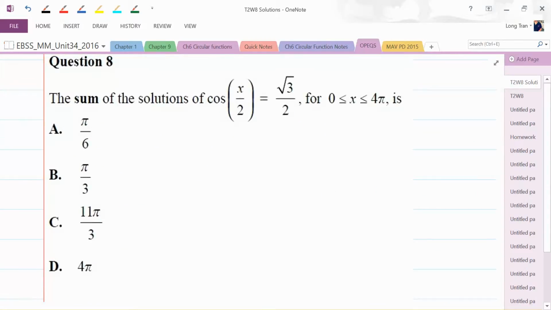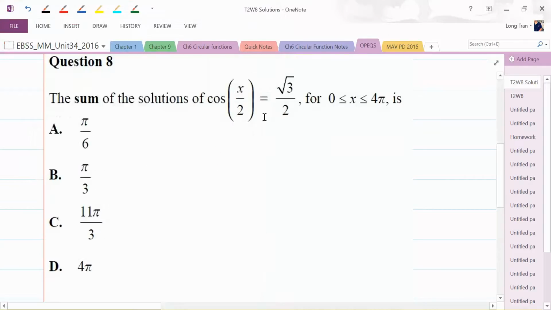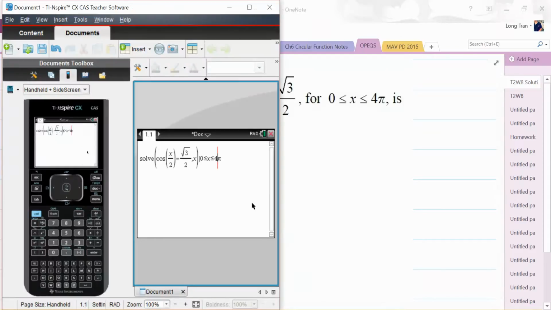Sum of solutions. I think this is 2004, question 8, or maybe it's 2002, I can't remember. But as soon as I see this, I would go right to the calculator and type in the equation cos of x on 2 equals root 3 on 2, given that it's from 0 to 4 pi. And there we go. It says sum of these solutions.